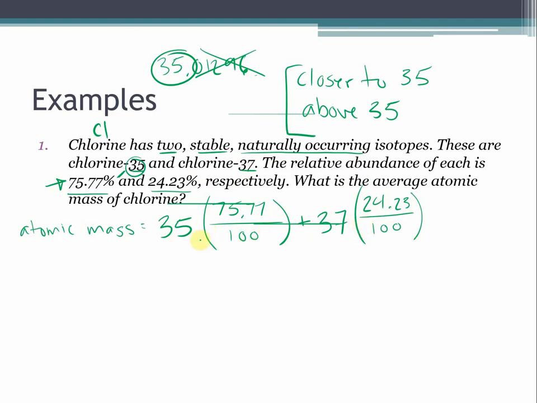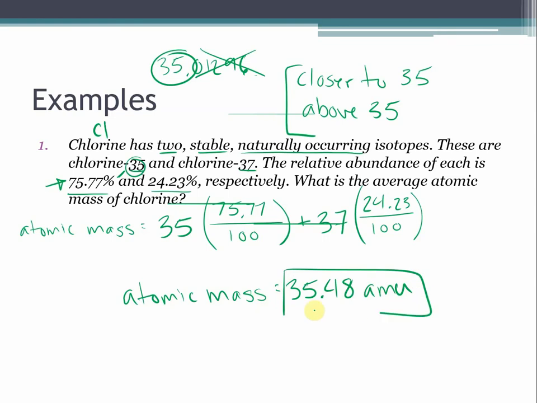So then putting this into your calculator, 35 times 75.77 divided by 100 plus 37 times 24.23 divided by 100 should give you an atomic mass of 35.48. And the units for atomic mass are AMU. This stands for atomic mass units because atoms are so small that we don't want to use grams because it would be a teeny tiny number of grams. So we use a special unit called AMU.